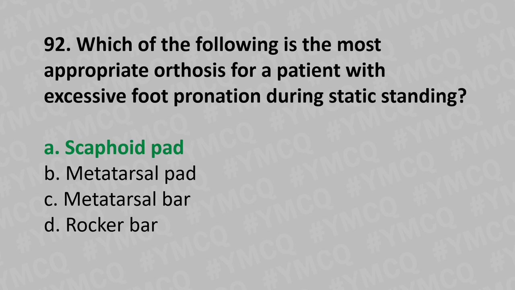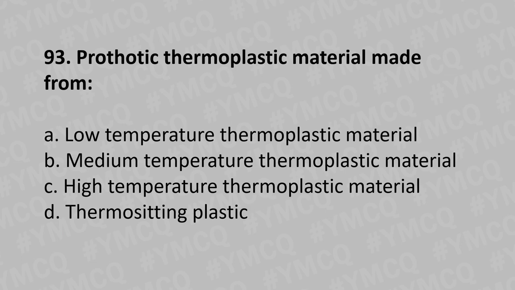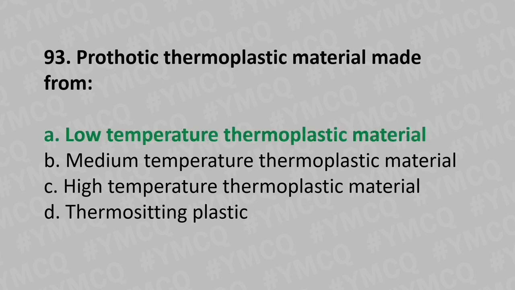Prosthetic thermoplastic material is made from option A, low temperature thermoplastic material. Option B, medium temperature thermoplastic material. Option C, high temperature thermoplastic material. Option D, thermosetting plastic. And the answer is option A, low temperature thermoplastic material. Moving to our 94th question.